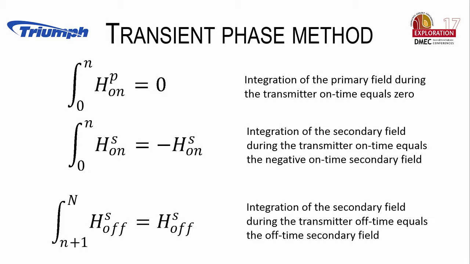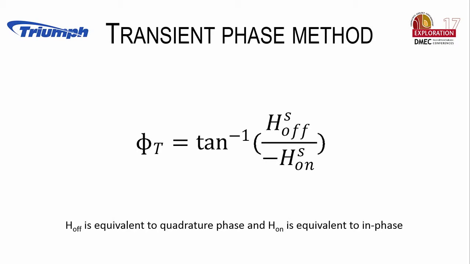That's for, say, n samples in the on time. If your half cycle is capital N, you just integrate the off time from n+1 to capital N, and that is the off time secondary field. So the transient phase is just the inverse tan of the total off time over the total on time, where the off time is equivalent to quadrature phase and the on time is equivalent to the in phase. I know you're going to ask me why I'm bothering doing this, so I'm going to tell you in a second.